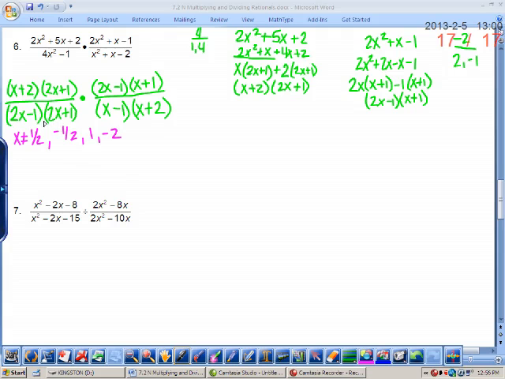All right, can we cancel anything? Yes. X plus 2's cancel. 2x plus 1's cancel. 2x minus 1's cancel. What are we left with? Plus 1 over x minus 1, where x does not equal plus or minus 1/2, negative 2, and 1.